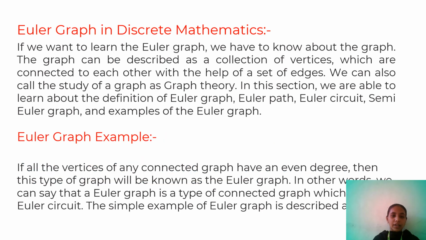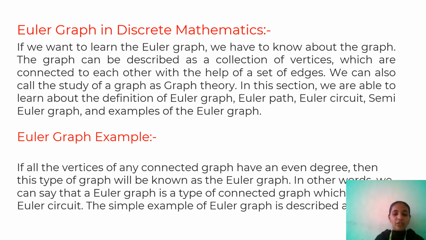Eulerian graph in discrete mathematics. If we want to learn the Eulerian graph, we have to know about the graph. The graph can be described as a collection of vertices which are connected to each other with the help of a set of edges. We can also call the study of a graph as graph theory. In this section, we learn about the definition of Euler graph, Euler path, Euler circuit, semi-Euler graph, and examples of Euler graph.